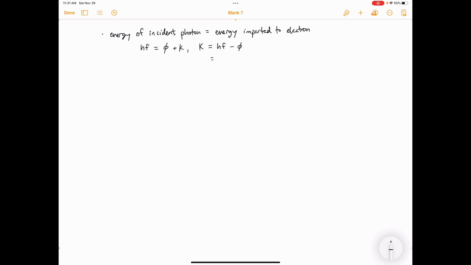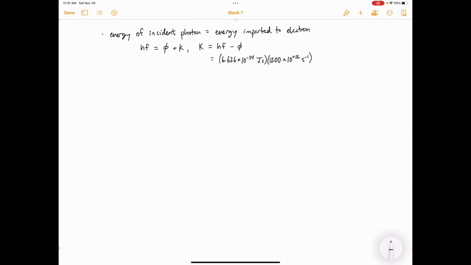h is Planck's constant, so that's 6.626 times 10 to the minus 34. The units are joules times seconds. Okay, f is our frequency. So that's 1200 terahertz. 1200 times 10 to the positive 12 inverse seconds. That's 1200 terahertz for the frequency.